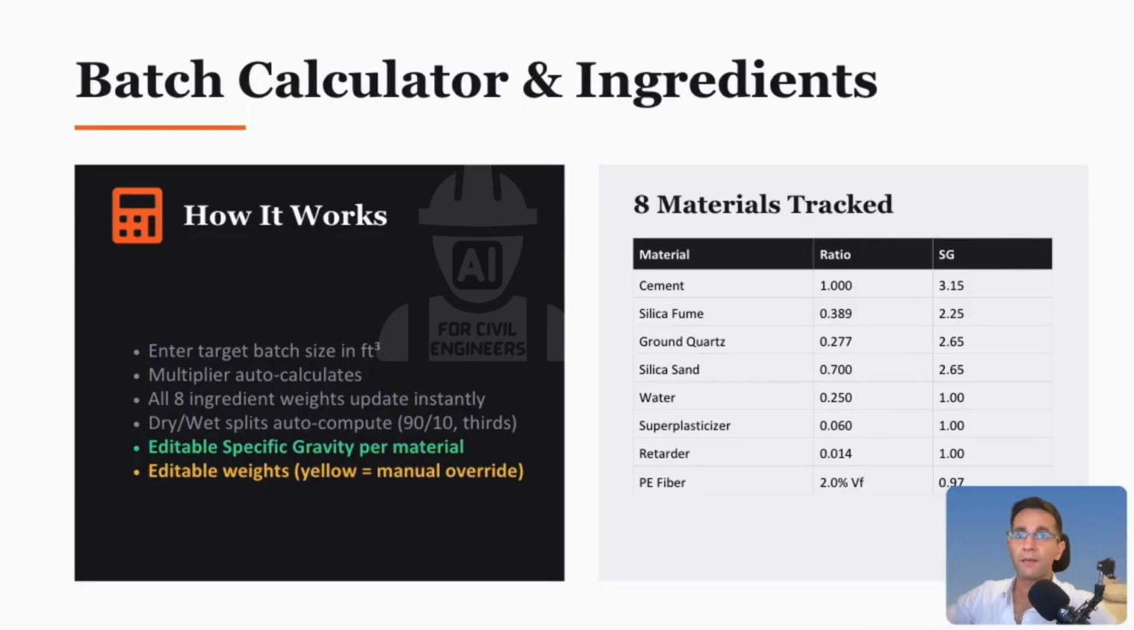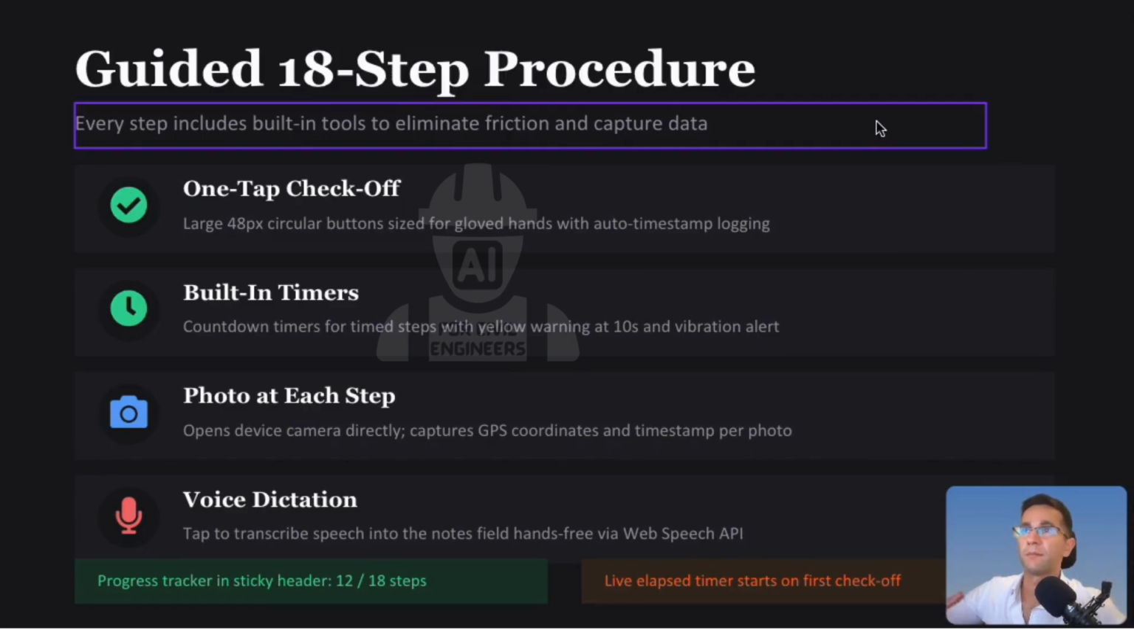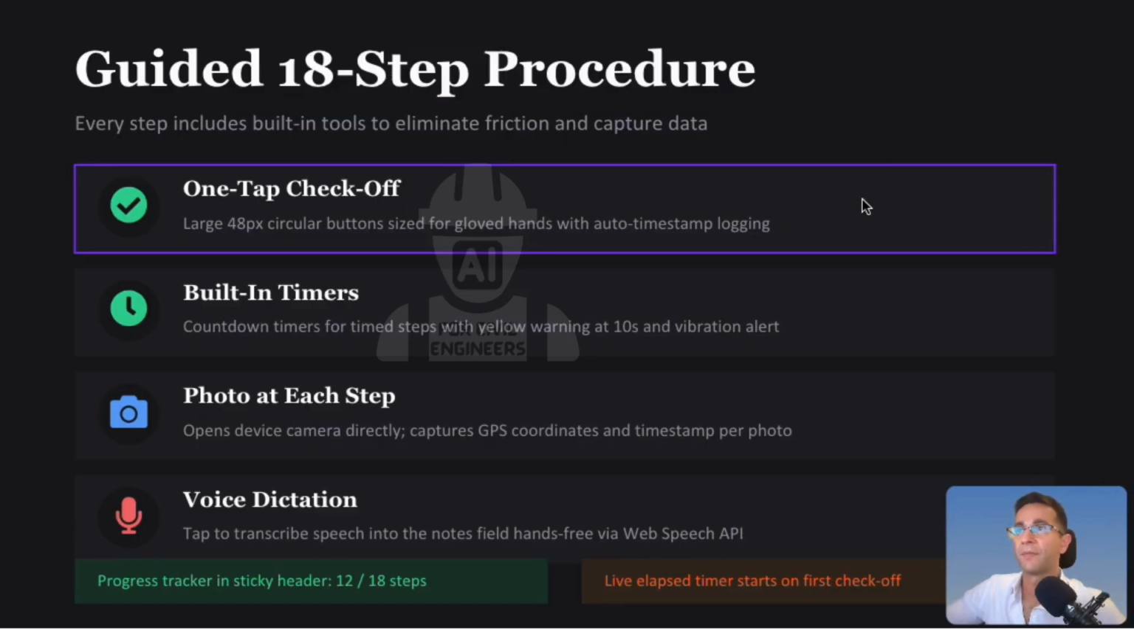Moving on, a little bit about the guided 18-step procedure. Every step includes a built-in tool to eliminate friction and capture data. So if you have gloves on, which was considered based on the site conditions and the batching procedures, or you have masks on and you're talking and it's a little muffled, the note taker might not be able to understand it. There are a lot of complications on site, like an actual real-life example. This is the helpful tool, and AI can help with this. So, one-tap check off.